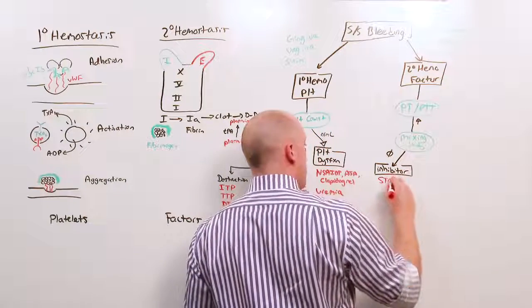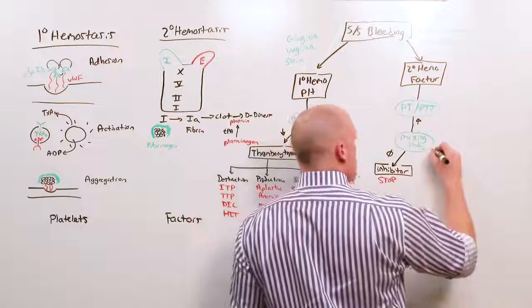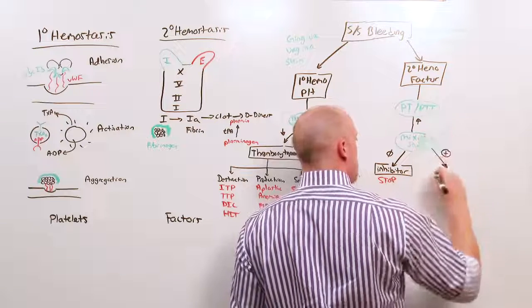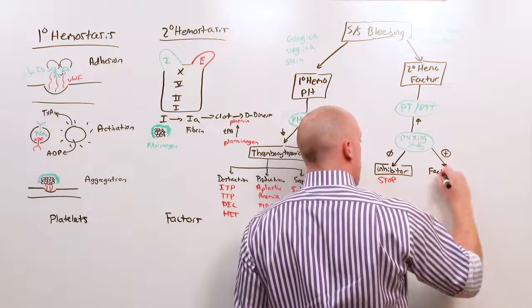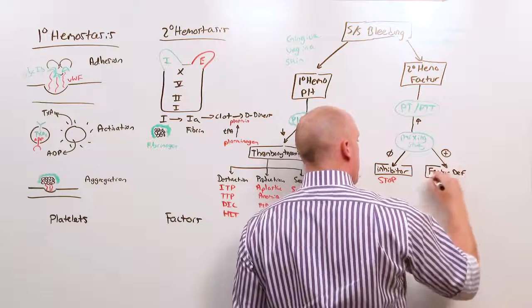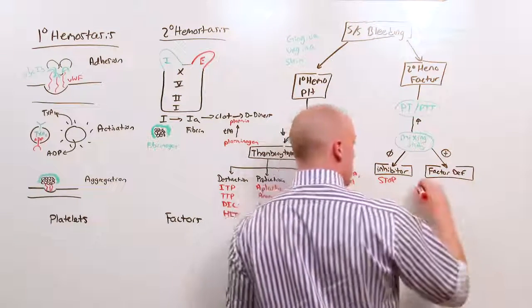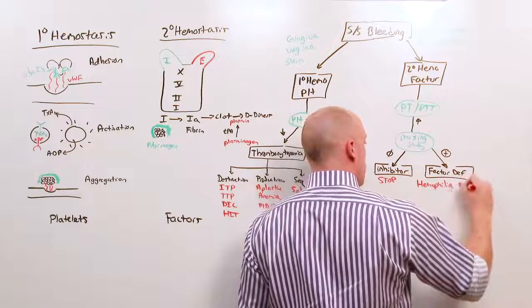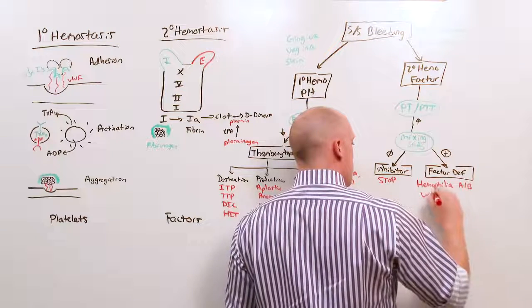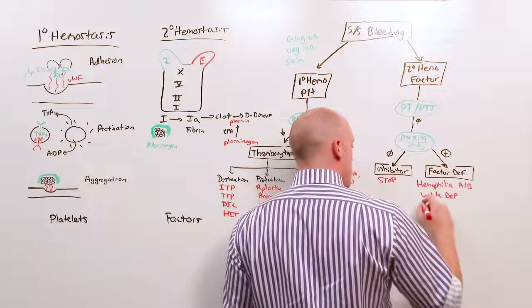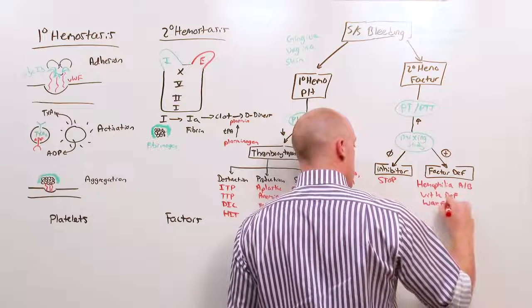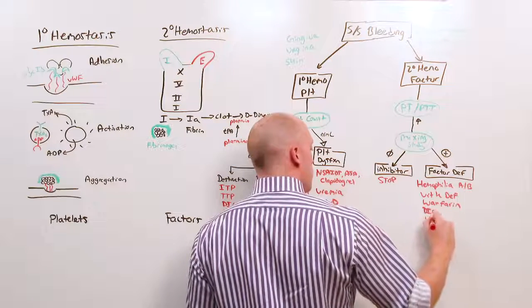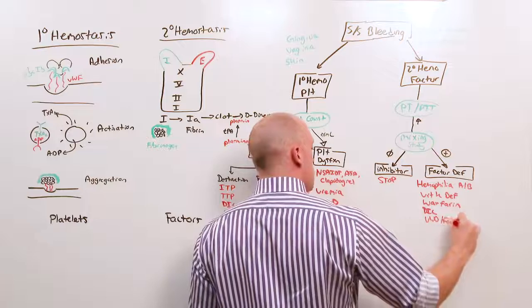For the MS3 level, stop here. If the mixing study corrects the PT or the PTT, you have a factor deficiency. And this is where you're going to start talking about hemophilia A or B, vitamin K deficiency, warfarin therapy, and DIC, von Willebrand's disease with its factor VIII instability.